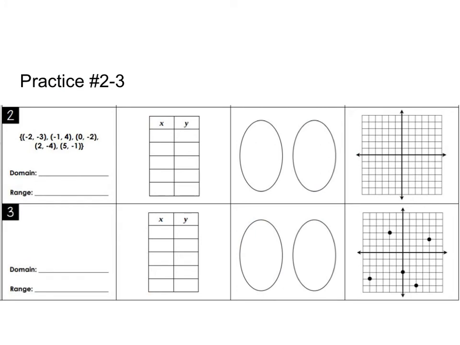Okay, take a minute to practice numbers 2 and 3, finding your domain and range, and then also just converting those ordered pairs into our tables, our mapping, and our graphs. All right, good luck. Maybe pause your work here before we move on and check.